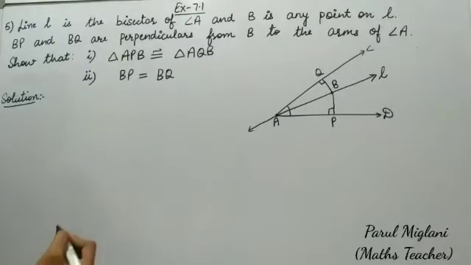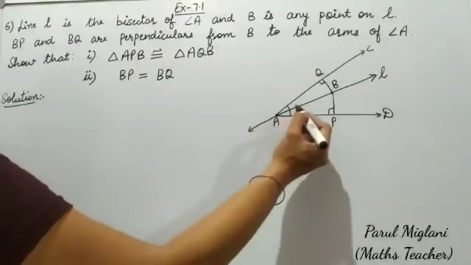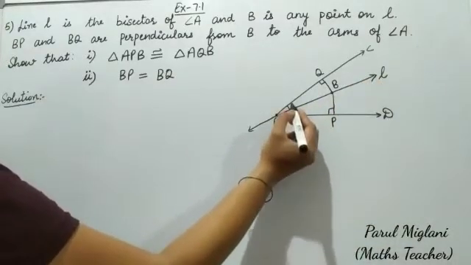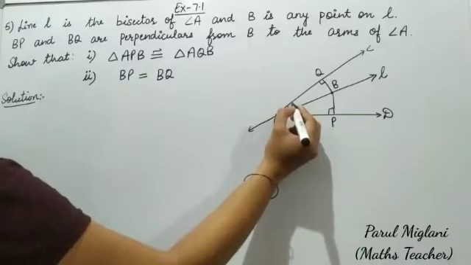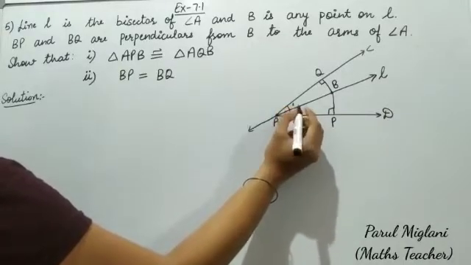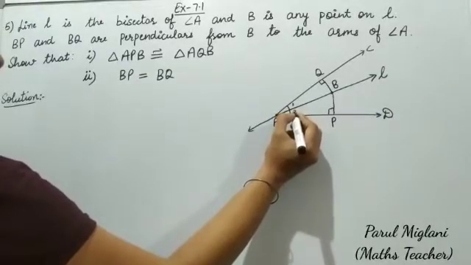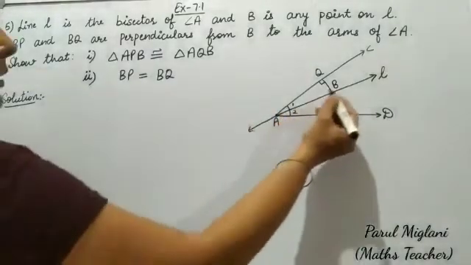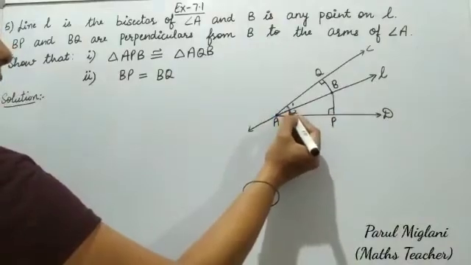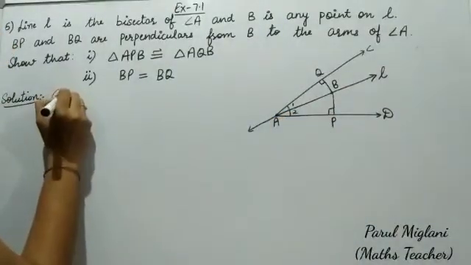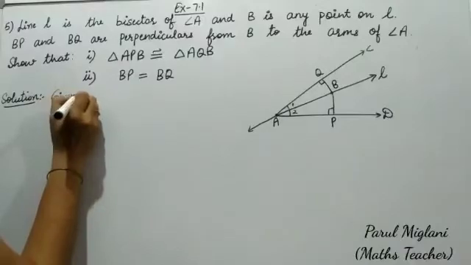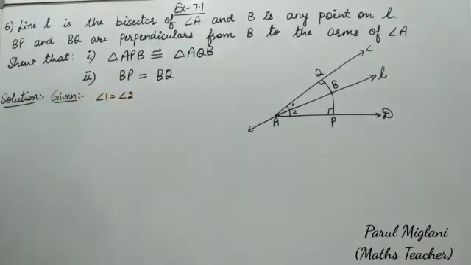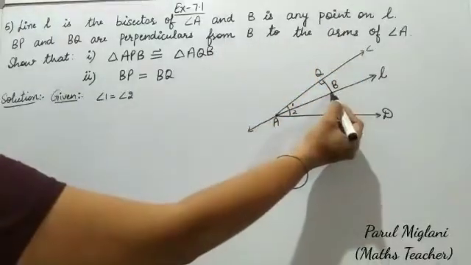As in this question it is given that L is the bisector of angle A, it means these two angles are equal. Now let this angle be 1 and this angle 2. Means angle 1 is equal to angle 2 because L is bisector of angle A. So in this question given is angle 1 is equal to angle 2 and B is any point on L.